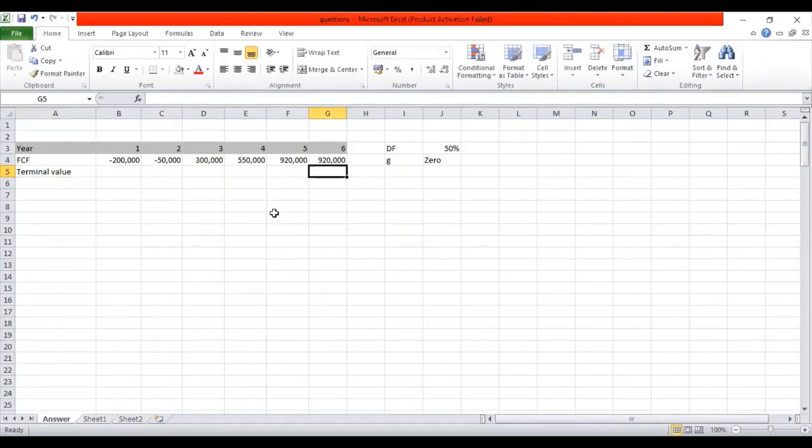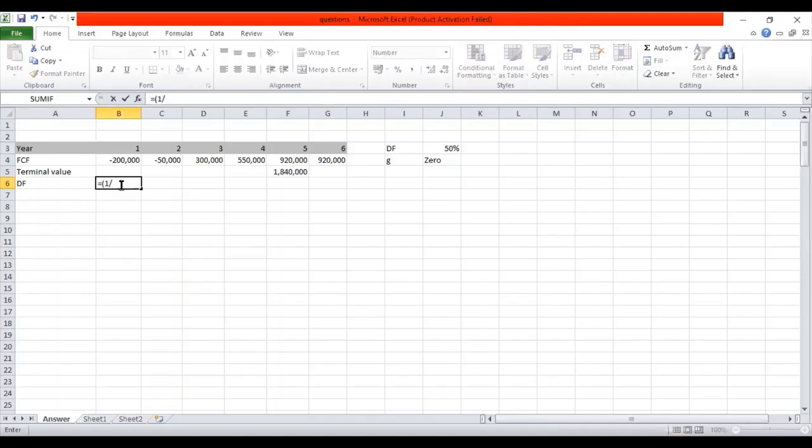After the 6th year, there will be no growth rate. So there will be 920,000 worth of cash flows thereafter. So it is a perpetuity. So first we can get the present value of the perpetuity: 920,000 divided by the discounting factor. So the present value comes at the end of the 5th year. Then we can calculate the discounting factor.